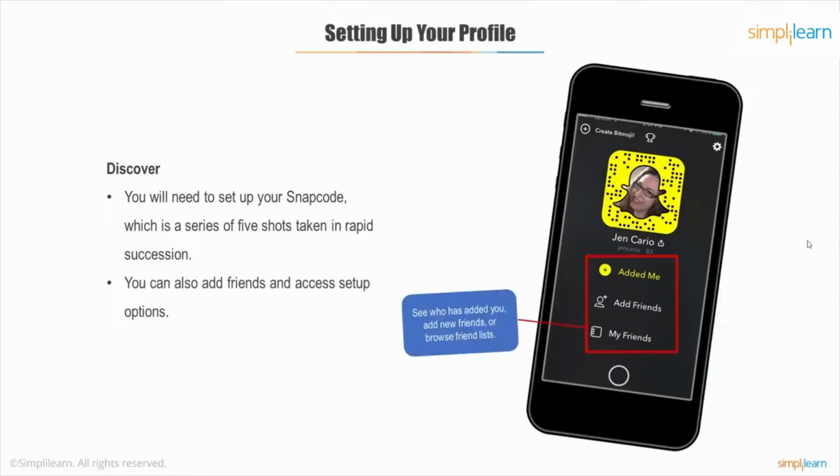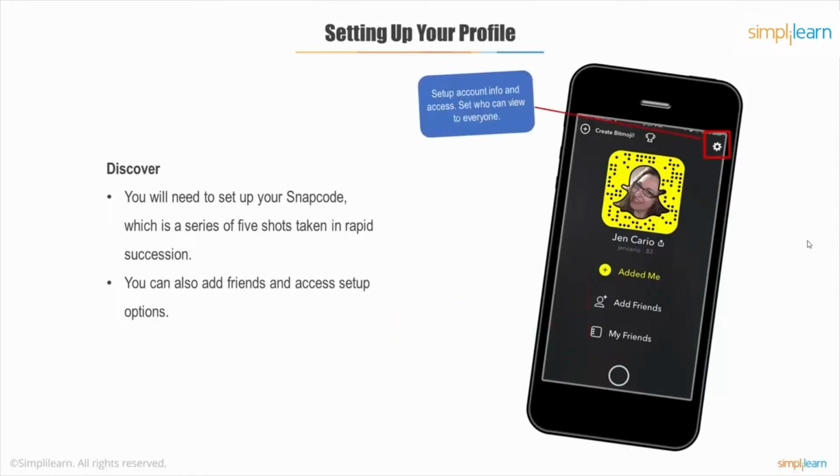Now at that bottom section where it says added me or add friends or my friends, that's going to let you look to see who has added you into the mix. It's going to give you the freedom to add new friends or new connections, and it's also going to let you browse through your friends list to see who's there and who you're connected with.